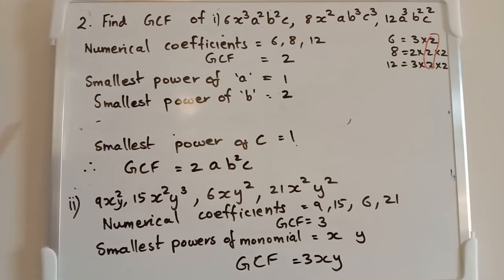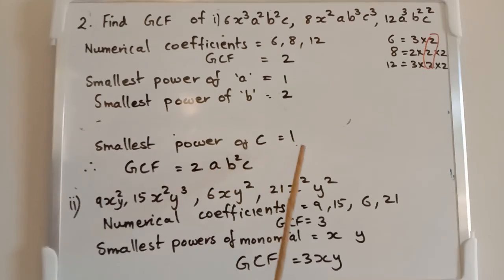2. Now the smallest power of a. There is a square, a and a cube. In that, which is the smallest power? A is 1. Smallest power of b possible: there is b square, b cube and b square. So it's obviously 2. 2, 3, 2, which is the one? 2.